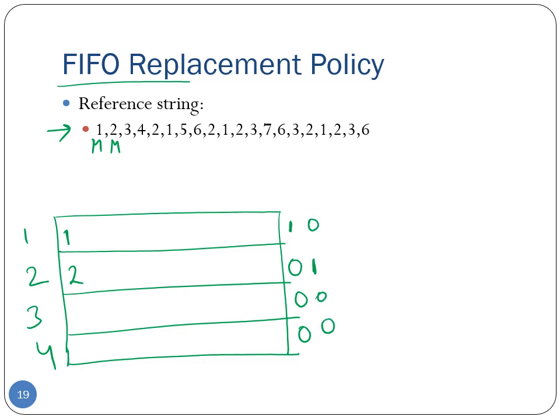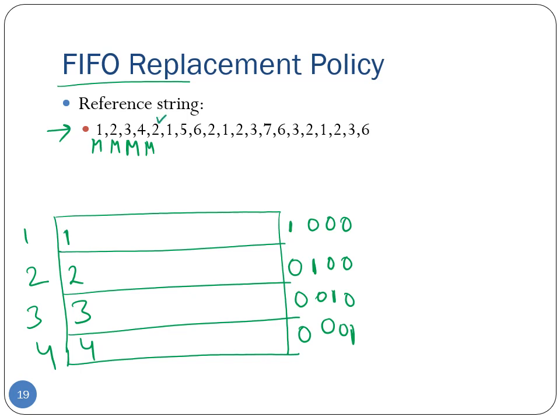3 is again a miss, 3 is not present in the cache, so let's bring it in the third line which is available, and let's mark a 1 in front of this line and 0 in front of all the other lines. 4 again is not present in the cache, so this is going to be a miss. Let's bring it in the last line which was empty and mark a 1 in front of the fourth line and 0 in front of all the other lines.